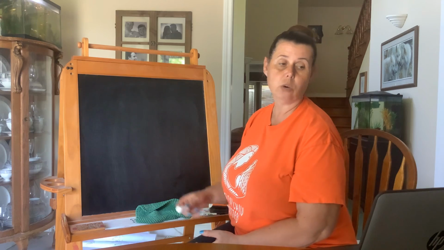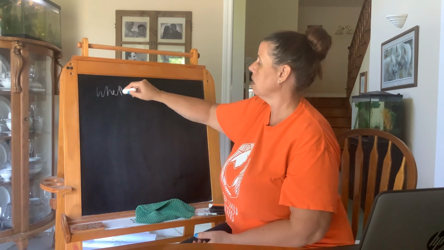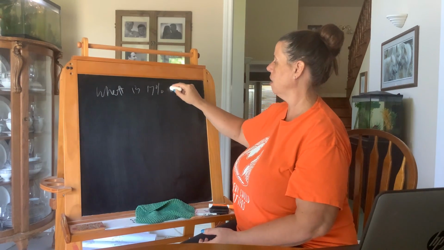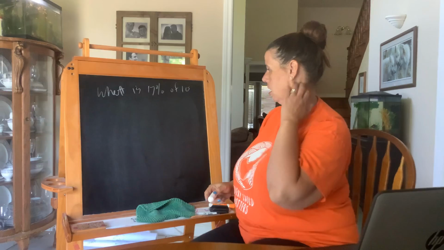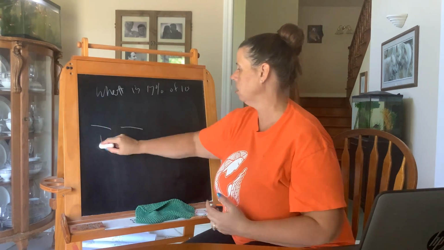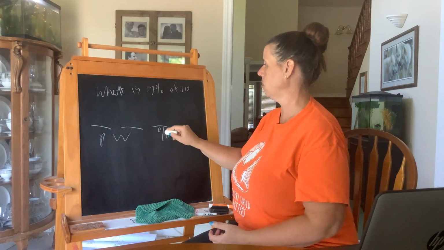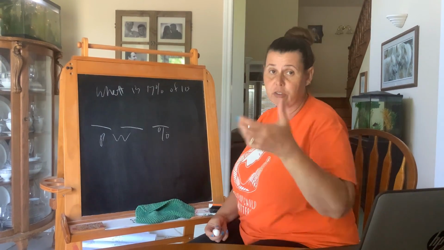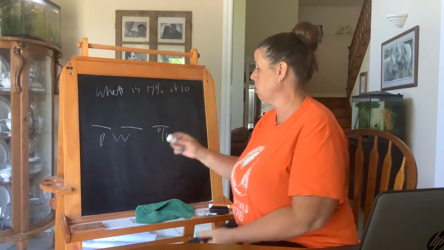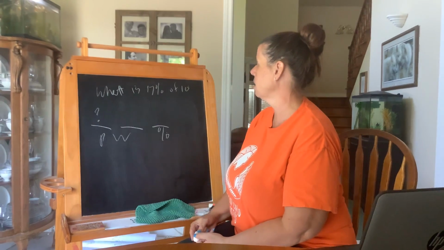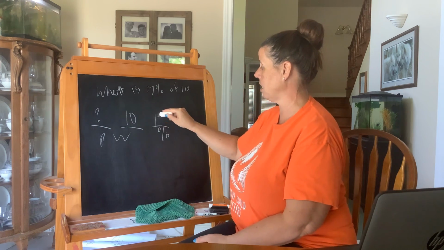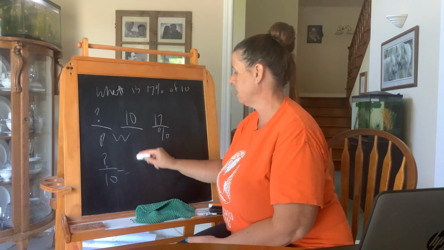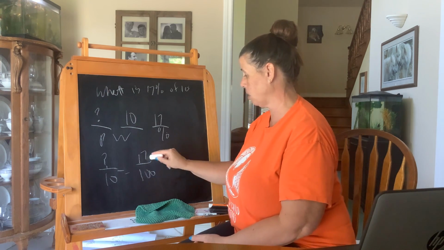Let's try C. What is 17% of 10? Okay. So we've got a part, a whole, and a percent, right? What is 17% of 10? So we are looking for the part that is 17% of 10. So I don't know what that is. My whole is 10 and my percent is 17. So I have something over 10 equals 17 over 100, 17%, right?